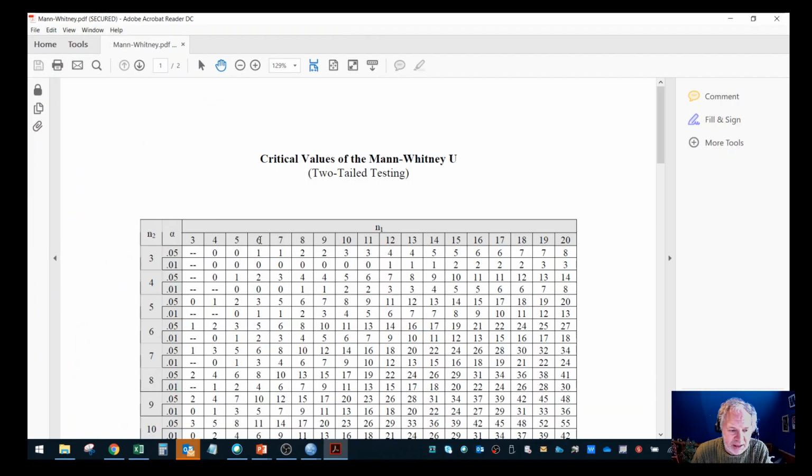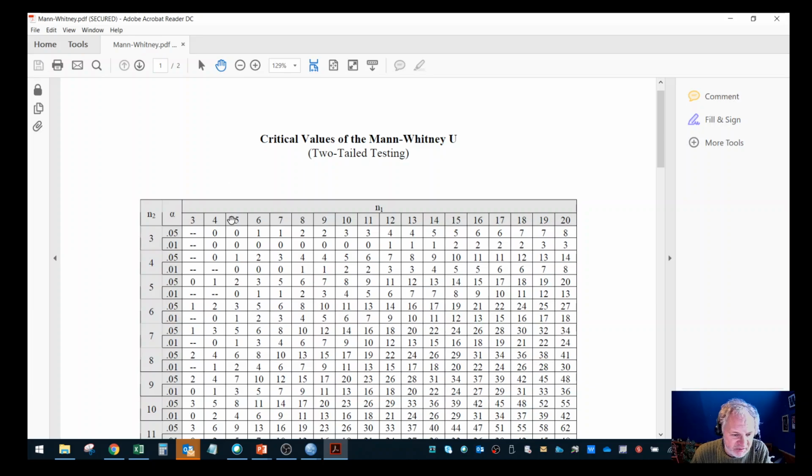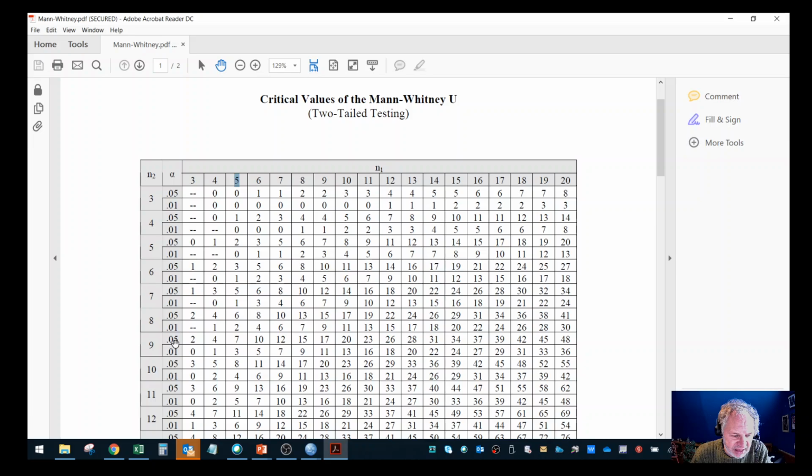For N1, I have 5 people, so I have my 5 Match-A-Dash. And then I have my 10 Festertons, so I find the 10 for N2. And for alpha equal to 0.05, to reject the null hypothesis, my lower value, my UA, which is 8, has to be less than or equal to 8. And it actually is less than or equal to 8, and I therefore reject the null hypothesis.